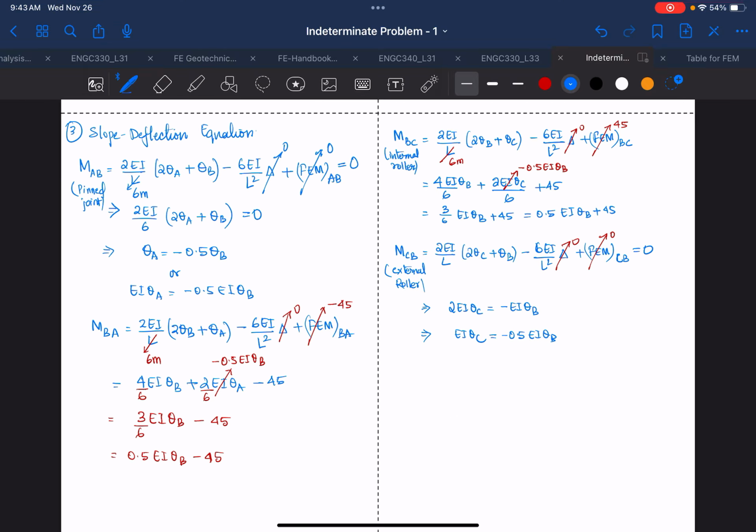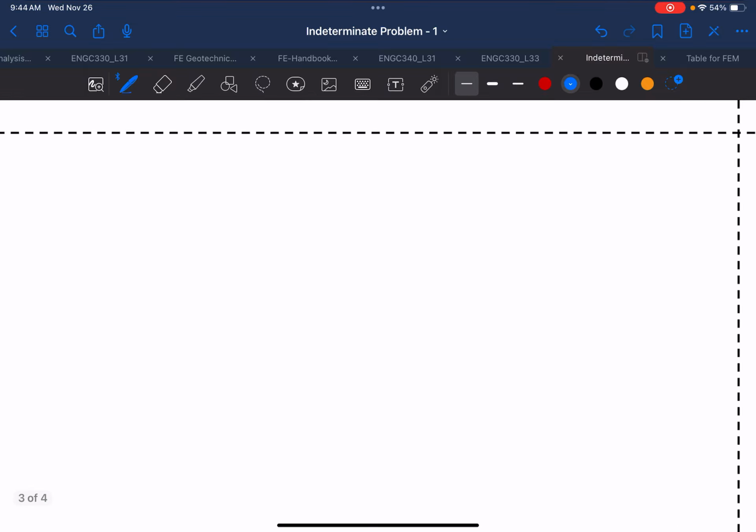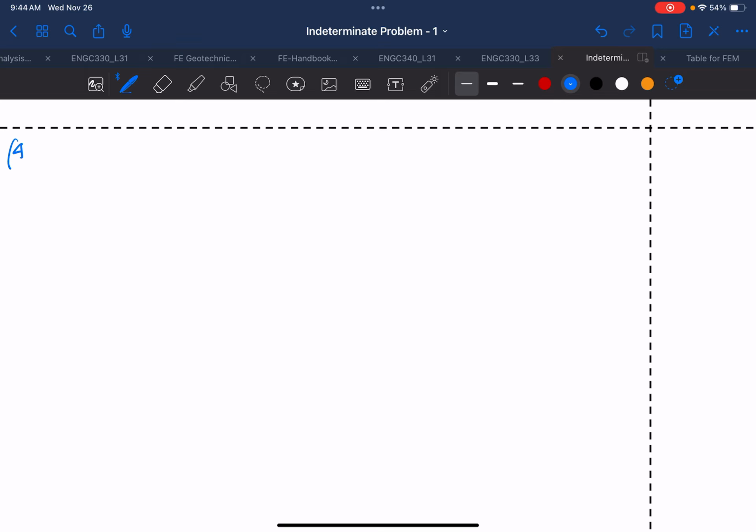So I'll write this as equation number 1. This is equation number 2. This is equation number 3, and equation number 4. So that's how we use all the deflection equations to generate all the final equations. Okay, so that will be the third step, and the fourth step is using equilibrium equations.